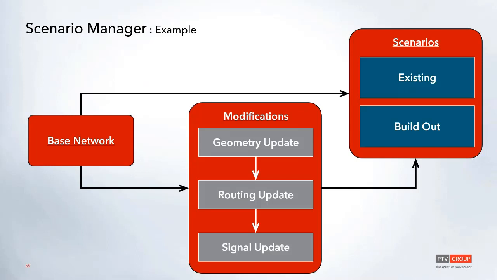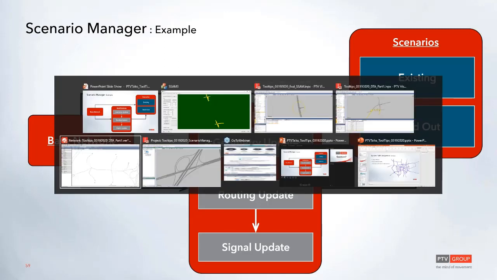So we did create a small example file using Scenario Manager. We built up our base network and used that as our existing scenario case. And then using the base network, we created some modifications. The first thing we did is create a geometry update. So we updated an interchange to use diverging diamond. And then we had to update the routes from there since we moved our links around. And then we finally applied a signal update. So we grouped all of those modifications together to create a build scenario.